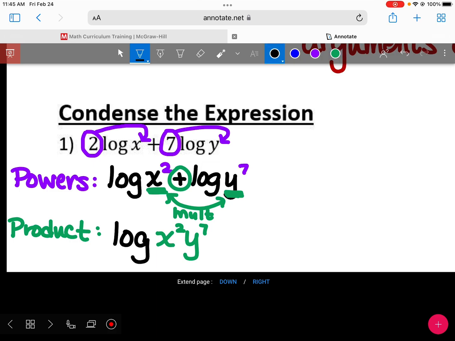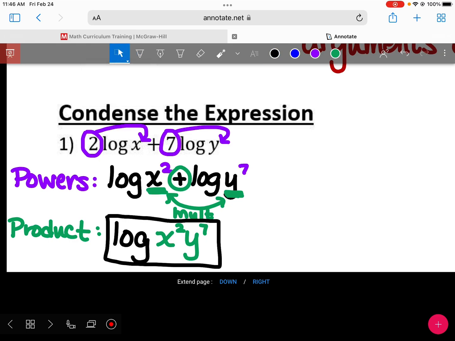What am I supposed to do after the product step? Powers, product, then quotient. How do I know if I need to use the quotient property? If there's a subtraction symbol. Is there any subtraction between logs here? No. We're done with that one. One of the ways you know you are done is you should have only 1 log left, and everything else is in the argument. So even if you don't make it to having to do a quotient step, as long as there's 1 log, then we're done.